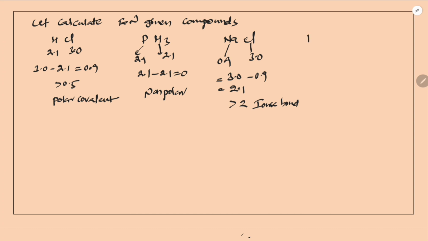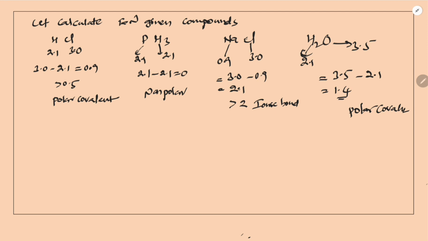Let's take another example, water, H2O. Oxygen is 3.5. Hydrogen is 2.1. I subtract 3.5 minus 2.1. It becomes 1.4. 1.4 means it is polar covalent, as it is between 0.5 and 1.7. By using this simple trick, we can easily calculate the electronegativity difference.